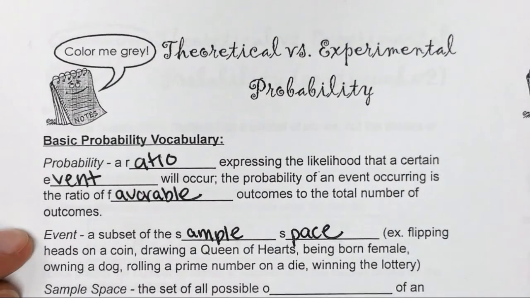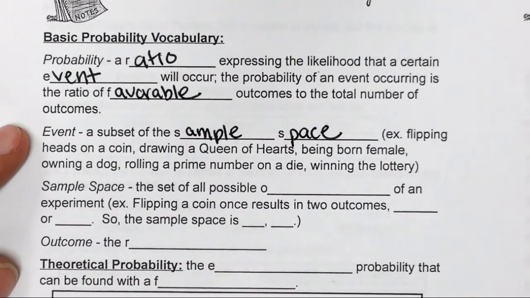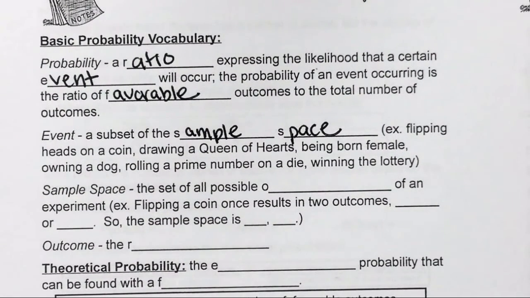So, for example, flipping heads on a coin, that would be an example of an event. That's something that could happen. Drawing the Queen of Hearts is an example of an event. That's something that could happen if you're pulling cards from a deck. Being born a female is an event. There's a certain probability that somebody would be born a female. Owning a dog, if you take a poll or a survey of the class, is an event that could happen. Rolling a prime number on a number cube or on a die is also an event, or winning the lottery.